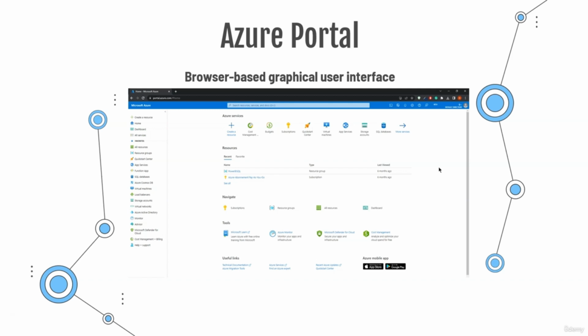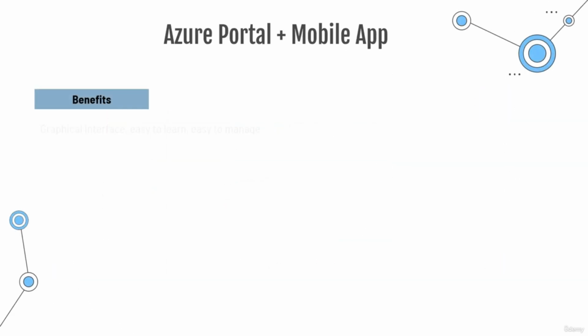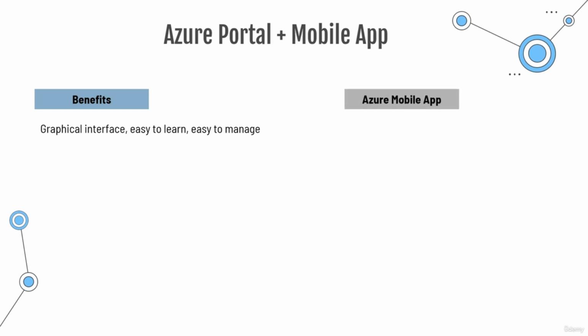This means we can access the Azure portal from any device that has access to a browser. It doesn't matter if it's our phone, a tablet, a Windows machine, or a Linux machine. It doesn't really matter what the operating system is or what the device is. As long as there's a browser, we can access the Azure portal. And the benefit of the Azure portal, as mentioned, is that we have a graphical interface. It's very easy to learn Azure and also to just navigate this. It's super easy.